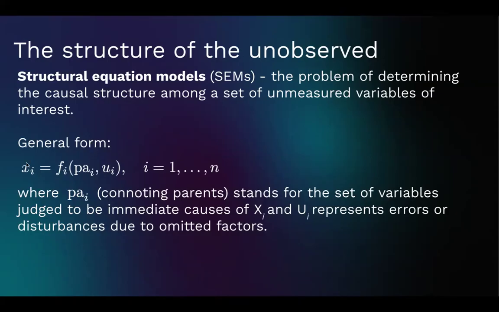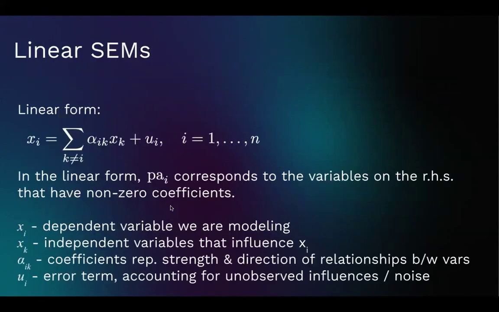This basically takes this form here. These structural equation models don't necessarily have to be linear, but this is the general form, where we're looking at these parents, the PA term, standing for the set of variables judged to be immediate causes of X. And these new variables represent errors or disturbances. This is a buildup of what they use in the paper to do their causality analysis. In the paper I'm talking about today, they use linear SEMs.